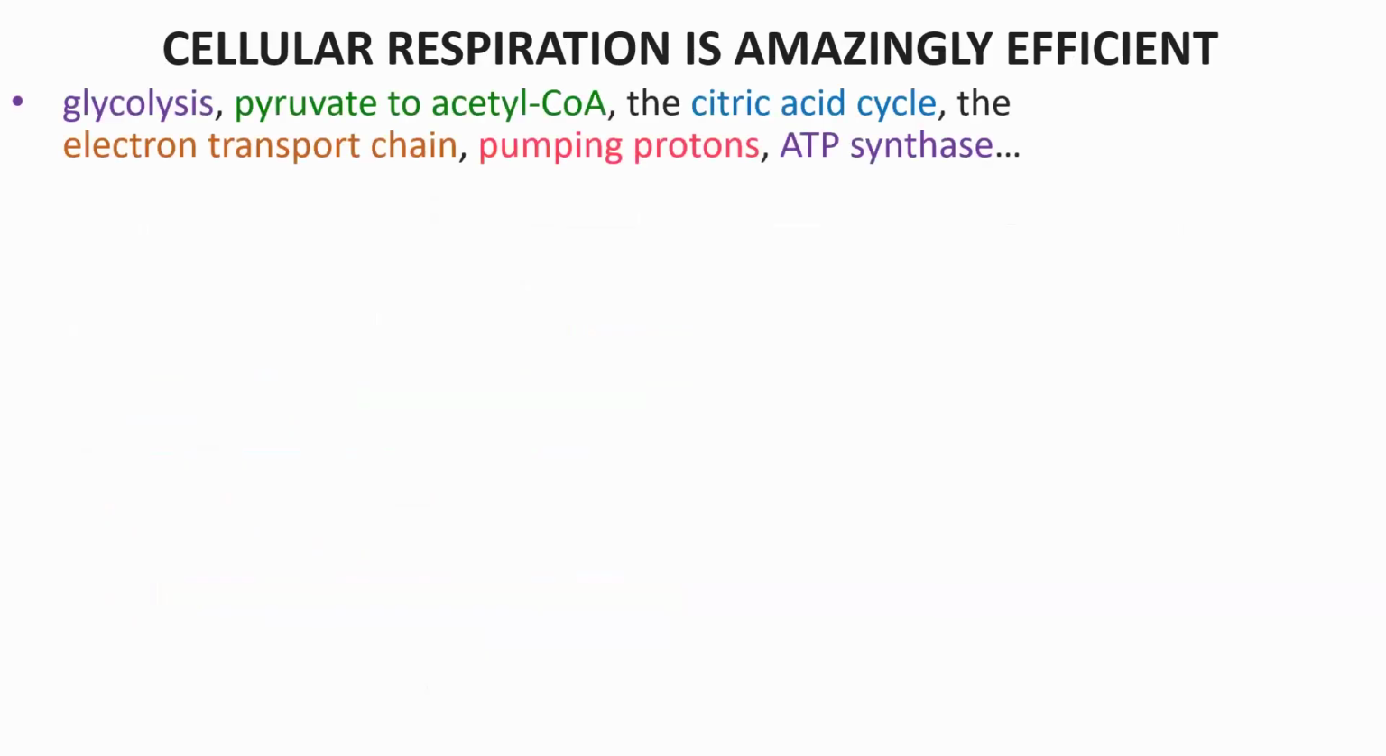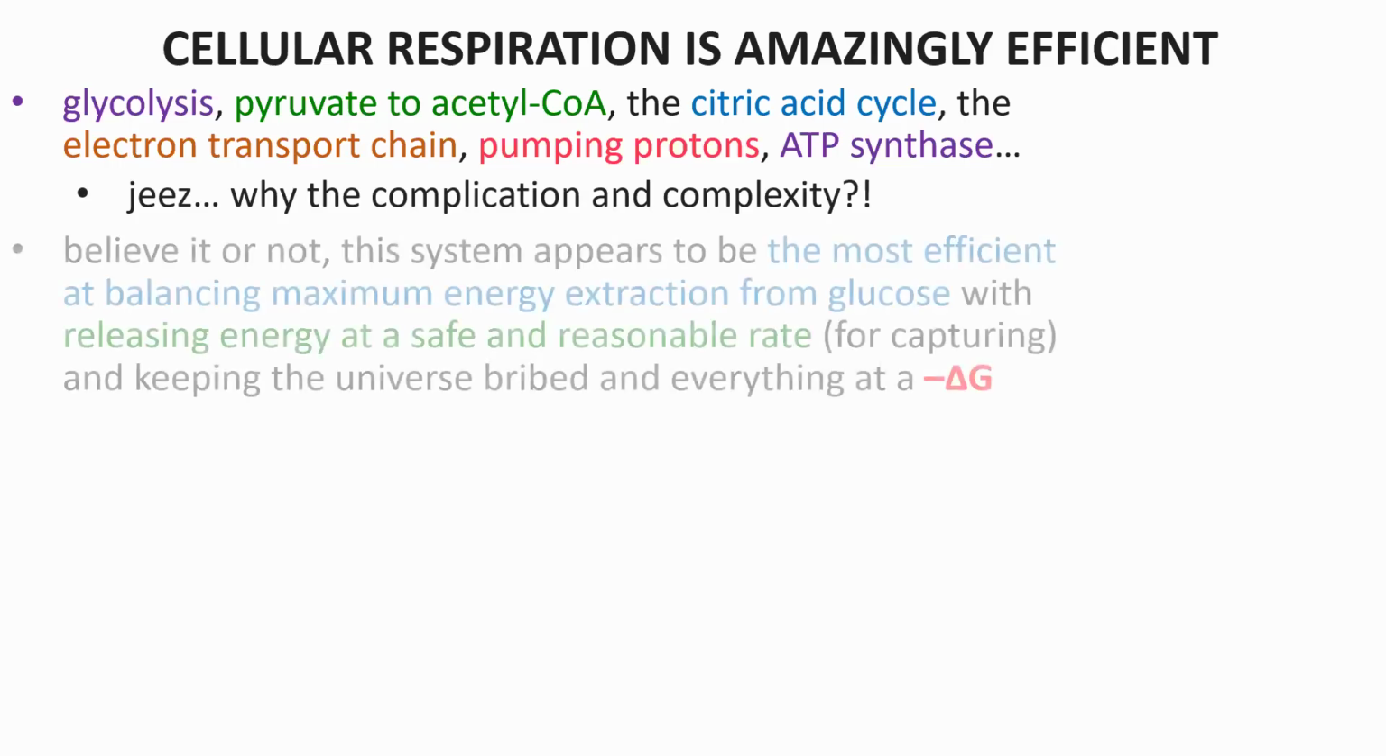So cellular respiration is amazingly efficient. Glycolysis, converting pyruvate into acetyl-CoA, acetyl-CoA into the citric acid cycle, and then what we've talked about here, the ETC and proton pumping, all the way to get to ATP synthase. All of that is very complex and very discrete. Lots and lots of steps, lots and lots of reactions.